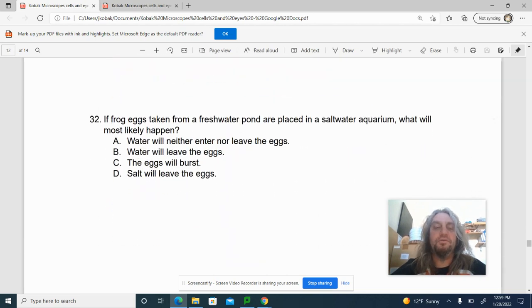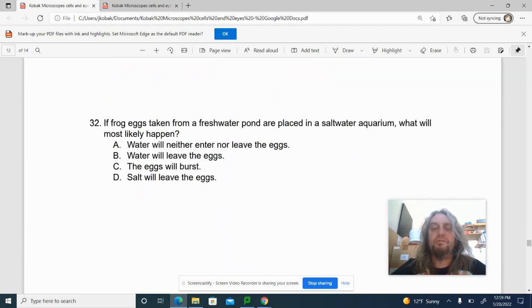Question 32. If frog eggs taken from a freshwater pond are placed into a saltwater aquarium, what will most likely happen? A. Water will neither enter nor leave the eggs. B. Water will leave the eggs. C. The eggs will burst. D. Salt will leave the eggs.